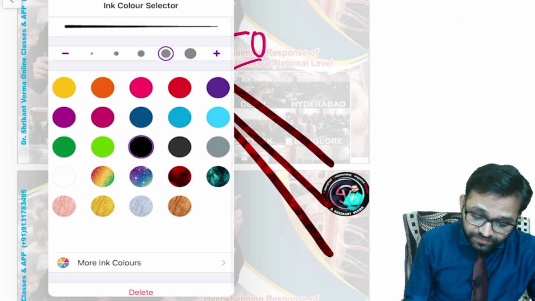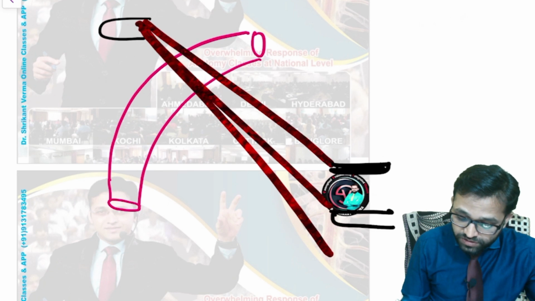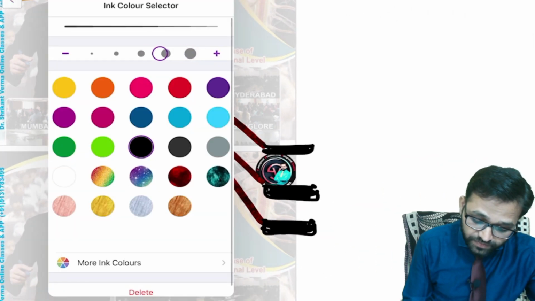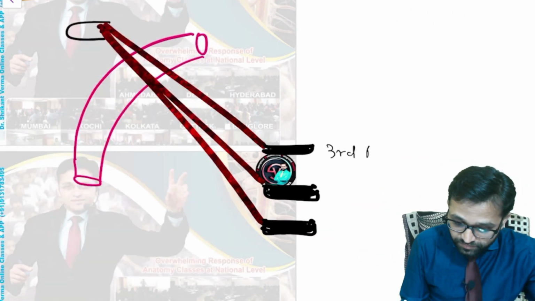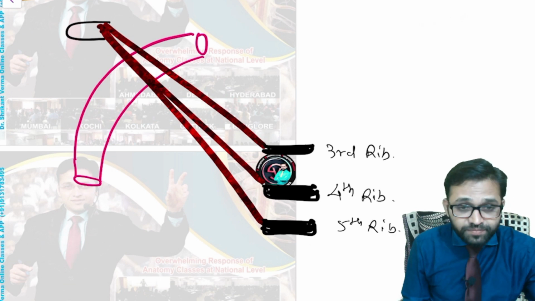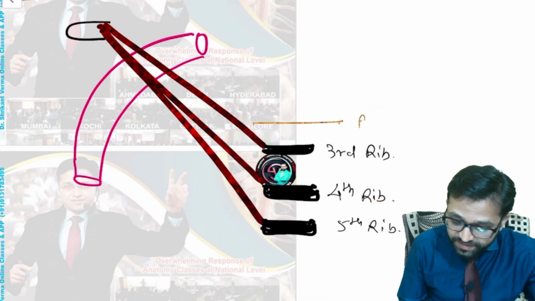Here were our ribs, third rib near the costochondral junction. Yes, fourth and the fifth we have seen. Third rib, fourth rib and fifth rib. This particular muscle is our pectoralis minor.